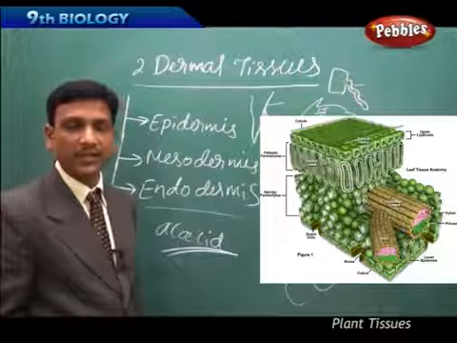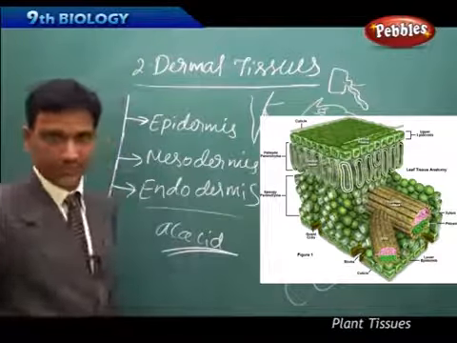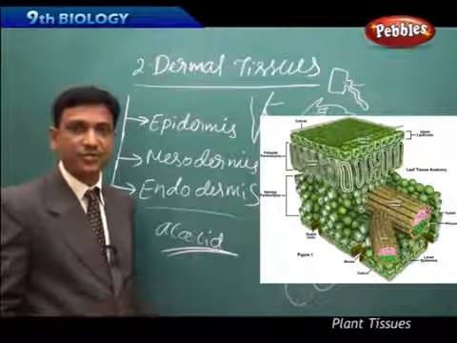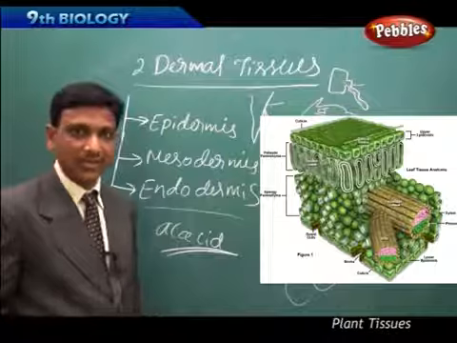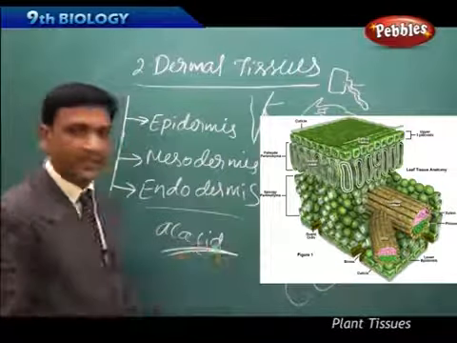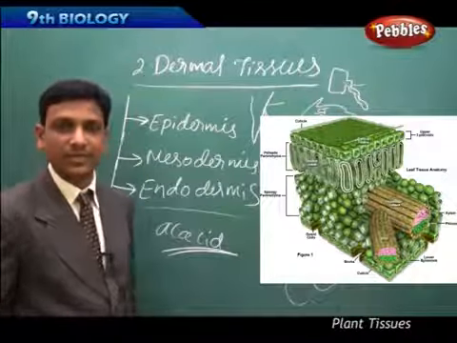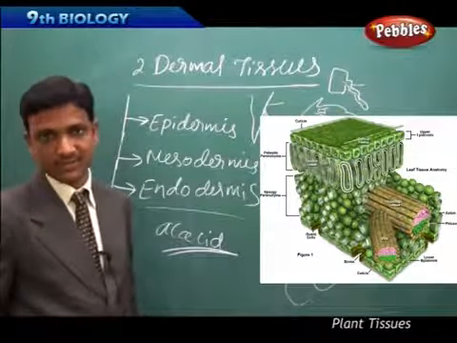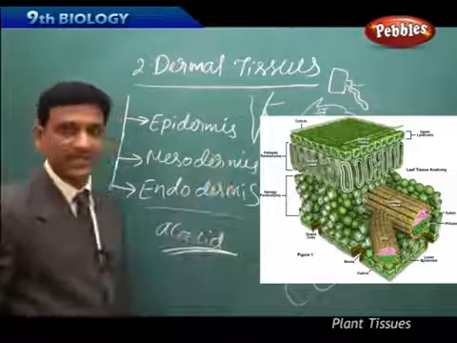That is the major one, and it protects the plant from loss of water, because the plant tissues have so much water that is supplied through the vascular system. If it is not covered properly, the water will be lost into the atmosphere by the process of transpiration or evaporation, so different processes. That is regulated by these dermal tissues.